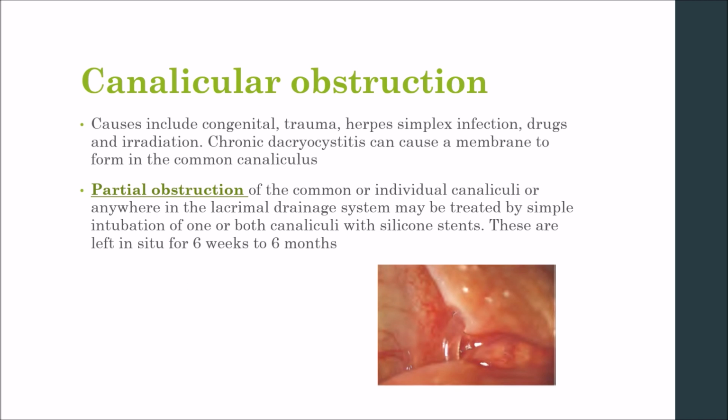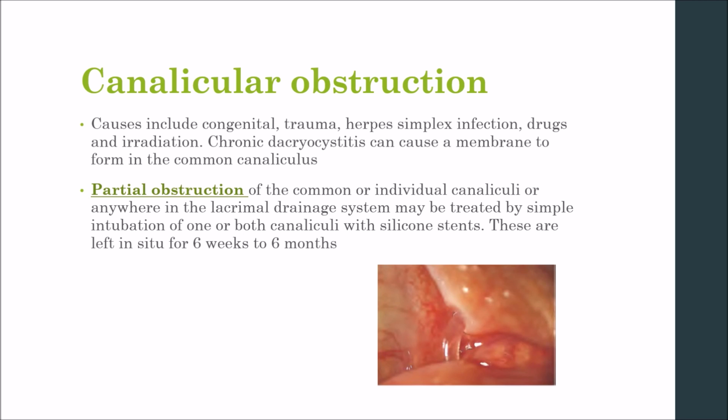Next pathology is canalicular obstruction. Causes include congenital, trauma, herpes simplex infection, drugs, and irradiation. Chronic dacryocystitis can cause a membrane to form in the common canaliculus. The initial surgical approach has tended over recent years to attempt to preserve the physiological anatomy.